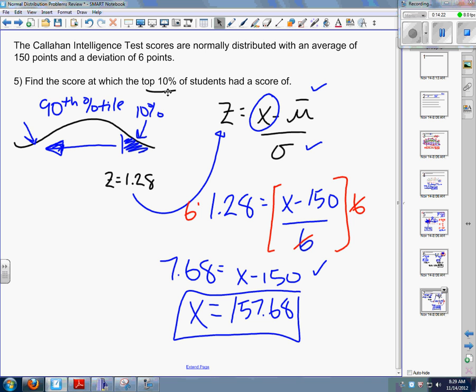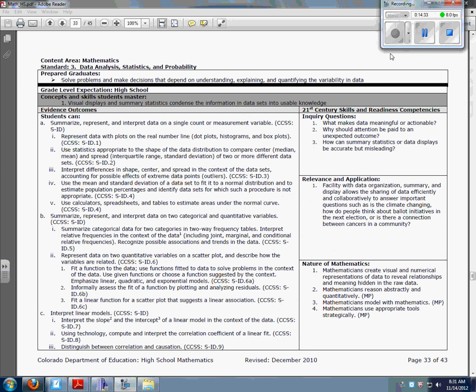So in 14 minutes, we were able to get through pretty much all the problems you're going to have to do in Chapter 9. In also doing that lesson, we hit on one of the high school math standards. So this is Standard 3. It's a whole standard on data analysis, statistics, and probability. Within there, we looked at this one here, using the mean and standard deviation to fit it to a normal distribution and estimate population percentages and identify data sets for which such a procedure is not appropriate.